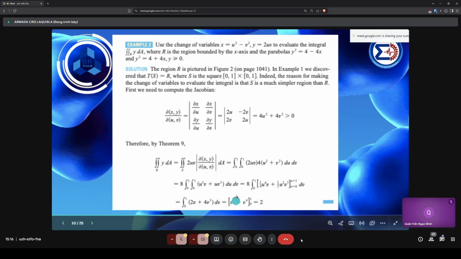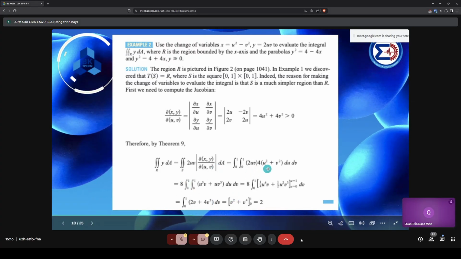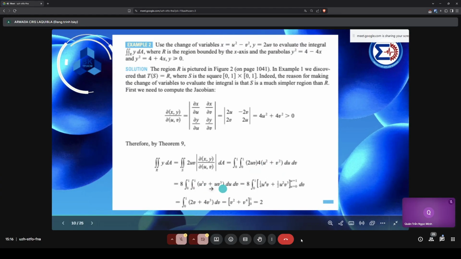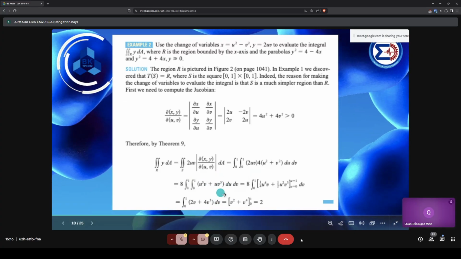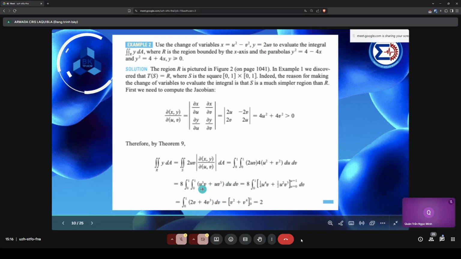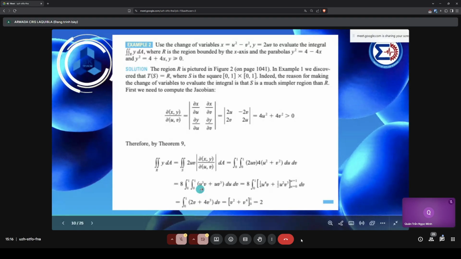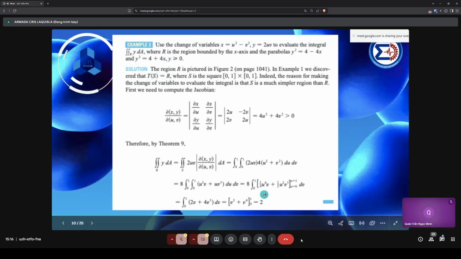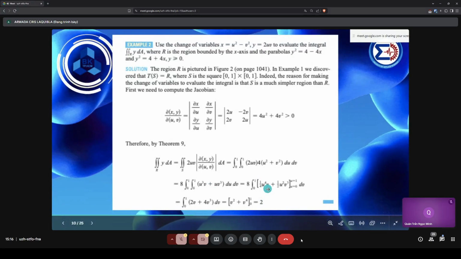Put 8 outside. Now uv times u squared is u cubed v. Now uv times the v squared here is uv cubed. And that's it, we just multiply them. Now take the integral with respect to u. Your u here is u cubed, so the integral of that is u to the fourth over 4, or 1/4 u to the fourth. Just copy v there.